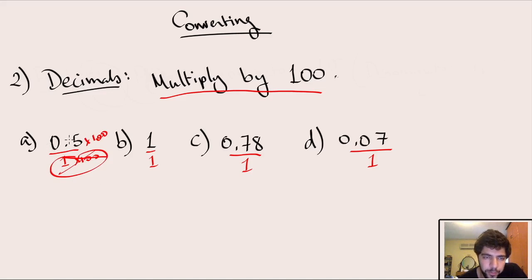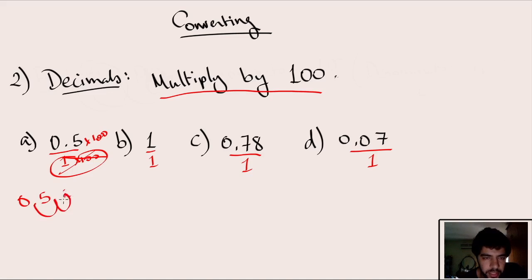So 0.5 as a decimal. Oh, power went out. That's all right. So 0.5 as a percentage is going to be 0.5 times 100. So we have 0.5. If we multiply by 100, we move the decimal point twice. So 1, 2. It's going to be here. This is an empty space. So we have 50. So 50%.